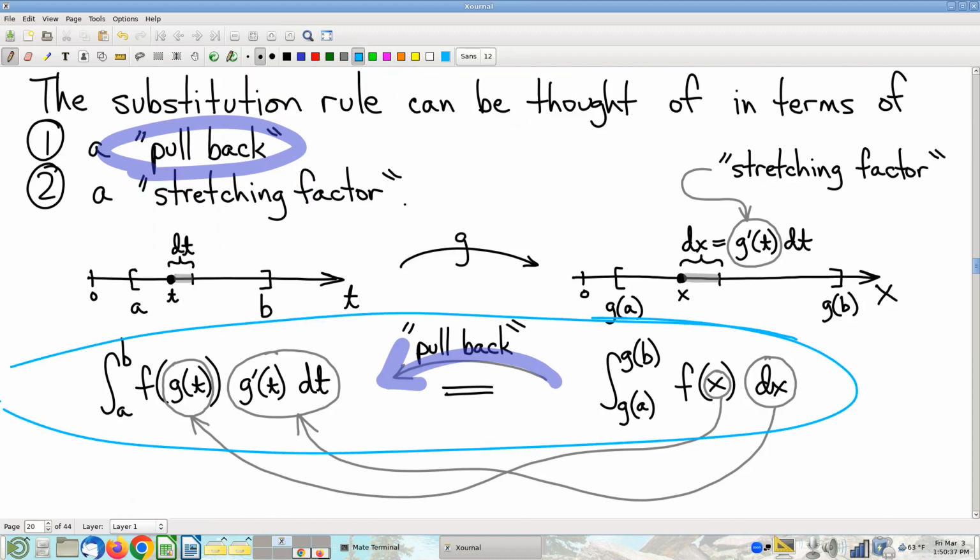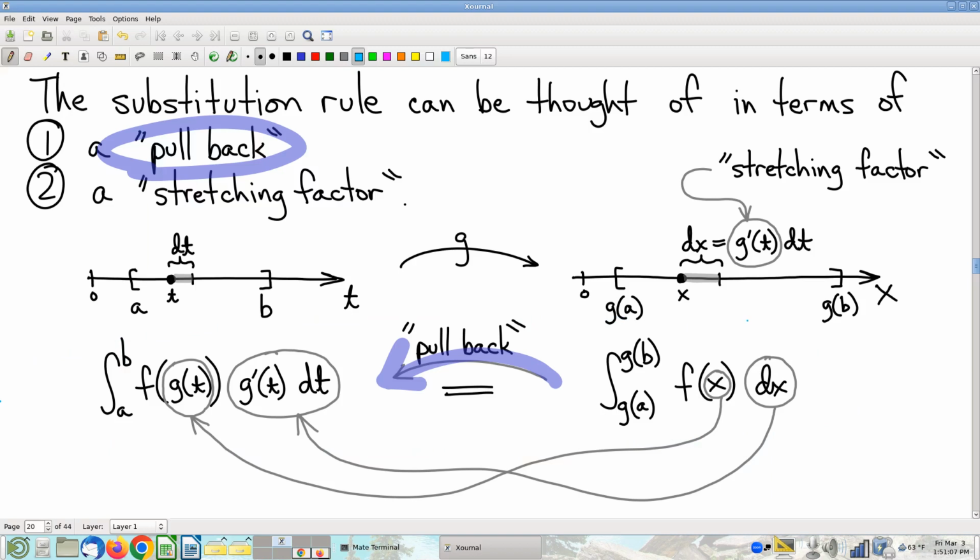I want to view the substitution rule not so much as two things that are equal to each other, and let's just leave it at that. Let's view it as that if I have an expression on the right, specifically an integral on the domain that is this output domain, you might say the image domain, over here on the right, an integral on the right can be pulled back and rewritten as an integral on the left. Okay, so that's that point.